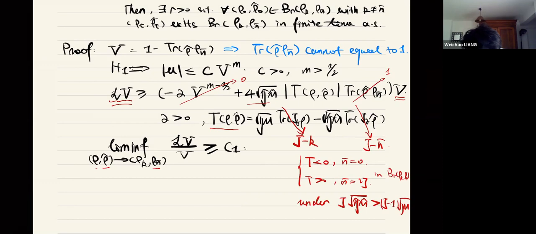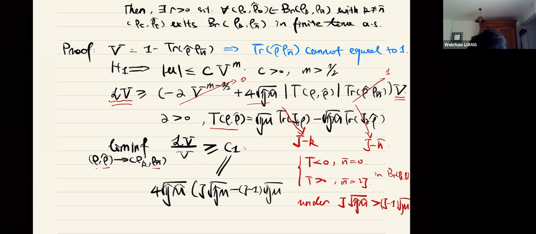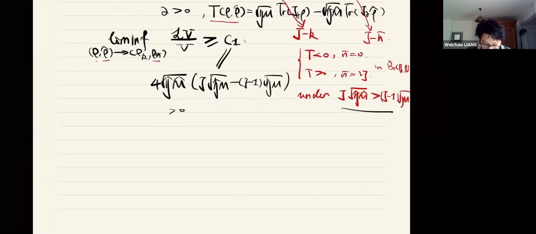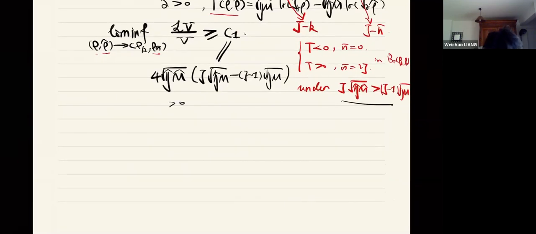And just by this calculation, we can obtain this C1 equals 4 eta m j minus 1 eta m, which is always positive under such conditions. And then we calculate the log of the function because we want to extract the exponent.